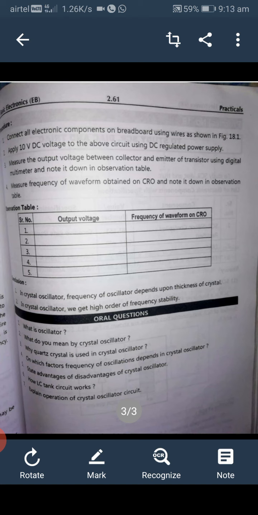Procedure for this experiment: connect all the electronic components on the breadboard using wires as shown in the figure. Apply 10 volt DC voltage to the circuit using a DC regulated power supply. Measure the output voltage between collector and emitter of the transistor using a digital multimeter and note it down in the observation table. Measure the frequency of the waveform obtained on the CRO and note it down in the observation table.